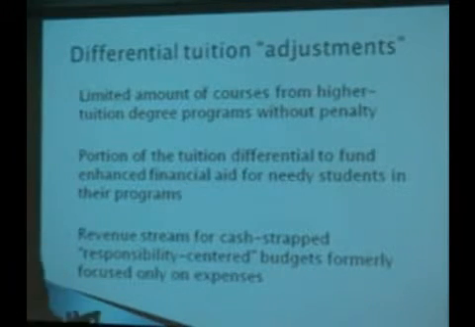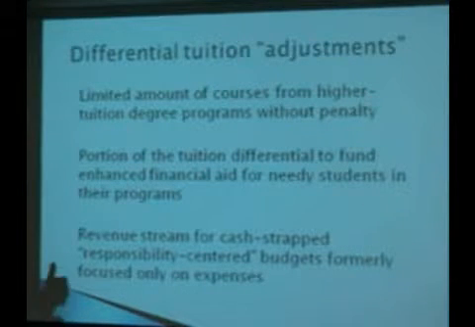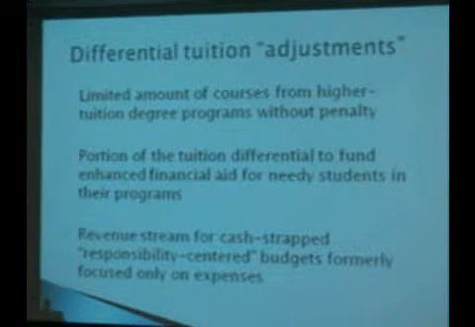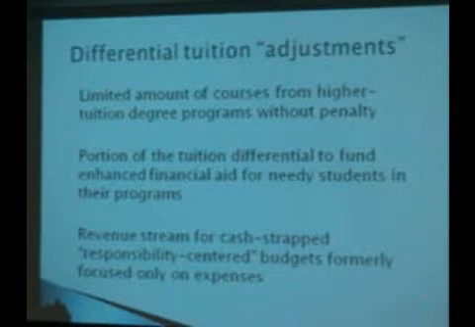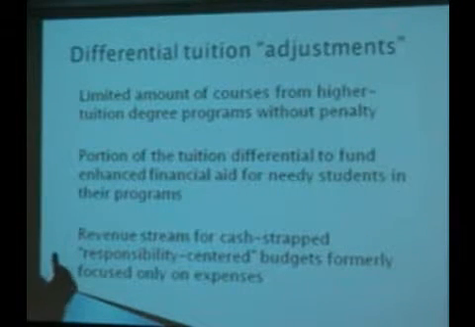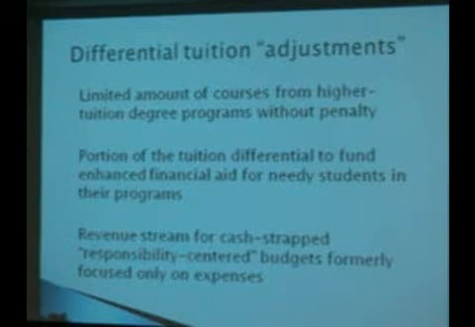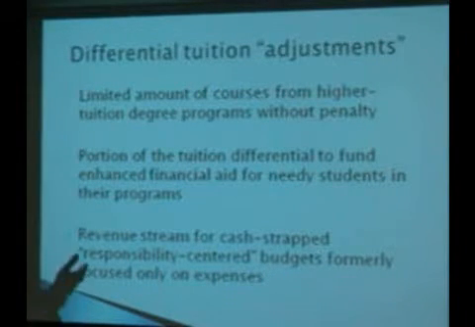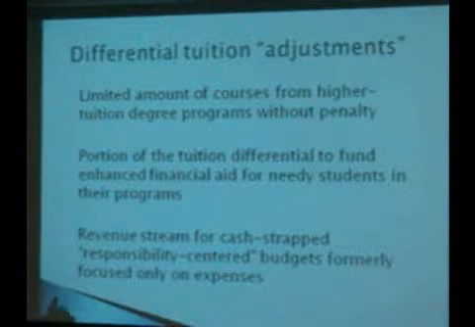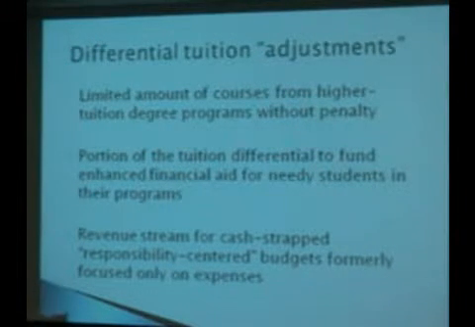Now, in response to some of those criticisms, some of the things that institutions have done include limiting the amount of courses from higher tuition degree programs without penalty, so that if a student is a history major and wants to take a business class as an elective, for example, they would not have to pay a higher rate. It's also the case that some of the differential tuition additional monies are being used to fund enhanced financial aid for needy students in their programs.